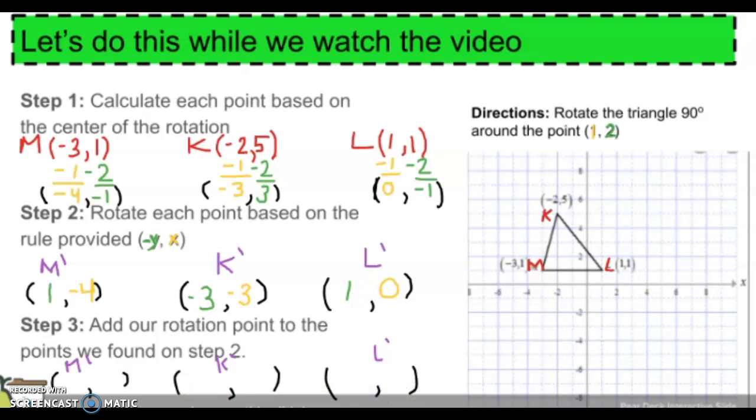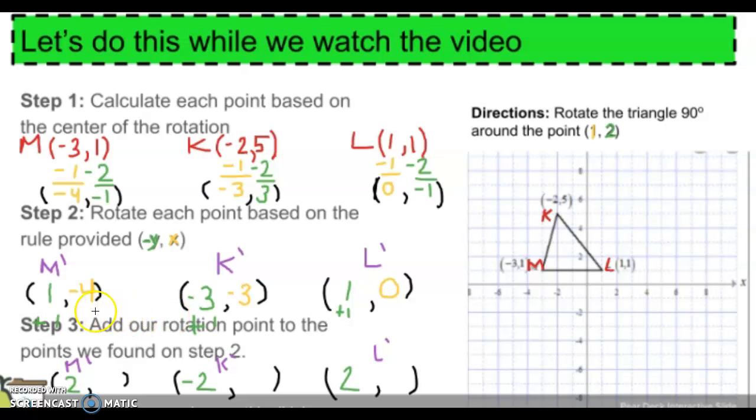Okay, so the first one, let's go ahead and add our numbers back in here. So to 1, we're going to add 1, and 1 plus 1 is 2. To -3, we're going to add 1. -3 plus 1 is -2. And 1 plus 1 is 2. So again, for each of these, I was adding our rotation number back in. And that's how I found that.